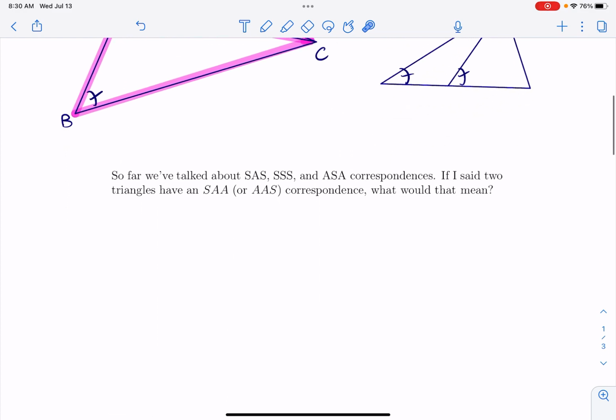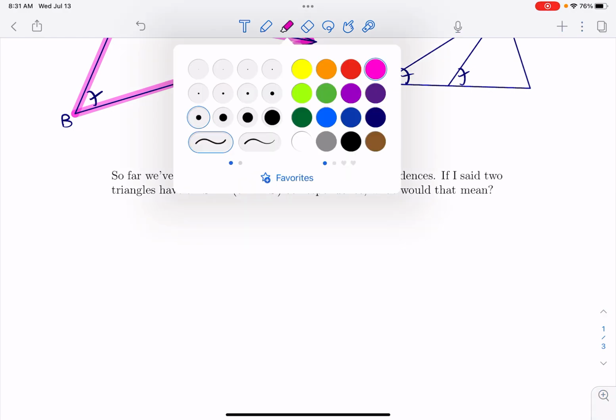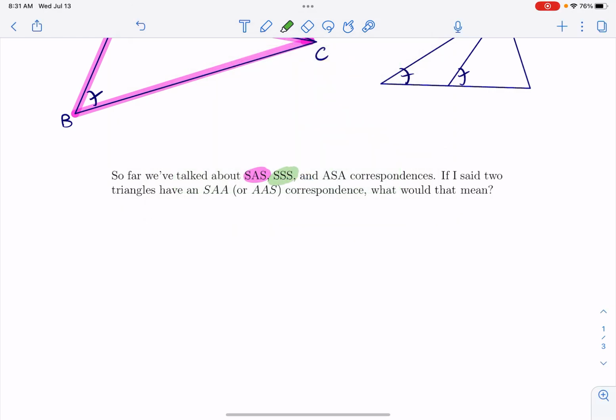So as I mentioned, we're going to add to the list of correspondences. So we know side angle side means two sides and the included angle are congruent to each other. Side side side means three sides are congruent. Angle side angle means two angles and the included side are congruent. What about side angle angle or angle angle side? Remember, the order is important.